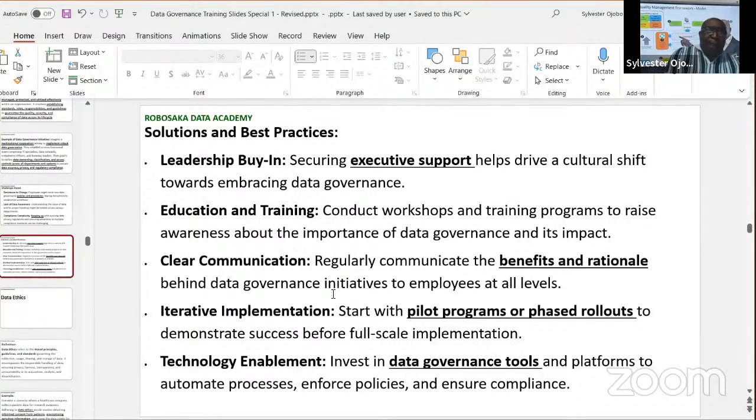And then technology enablement. That means you have to invest in tools and a platform to automate processes, enforce policies, and ensure compliance. Data governance tools are very, very important that you can use to carry out your processes, your program. You can even automate it to give you an alert if there is any non-compliance issue, so it can be traceable and dealt with immediately.